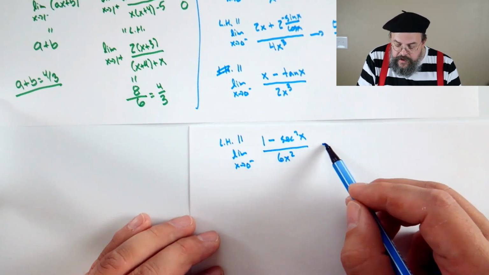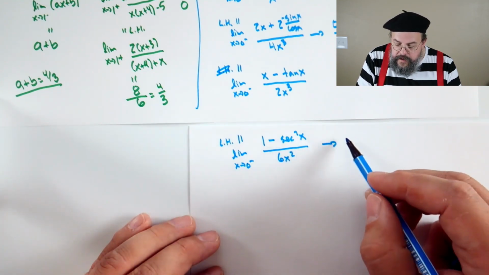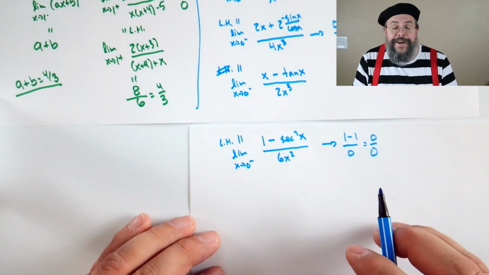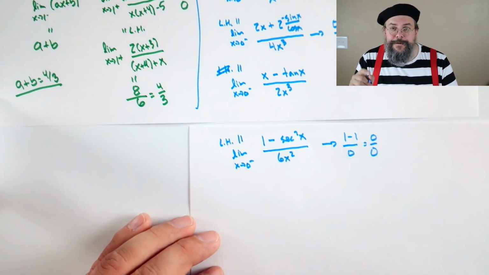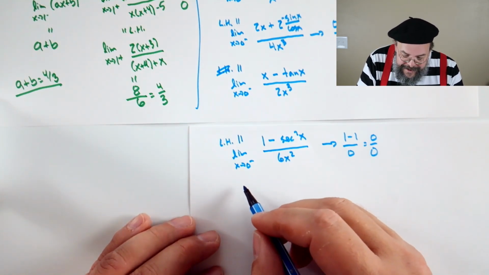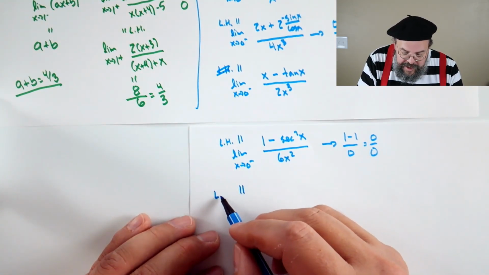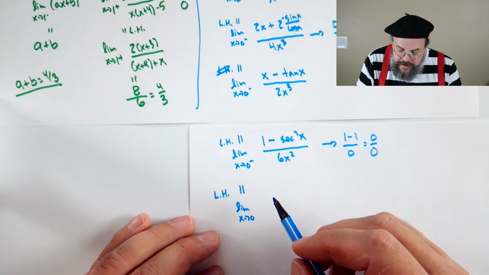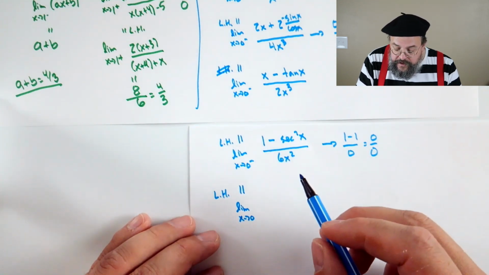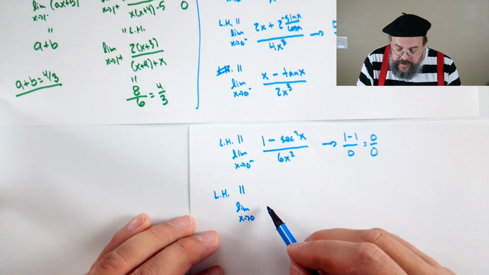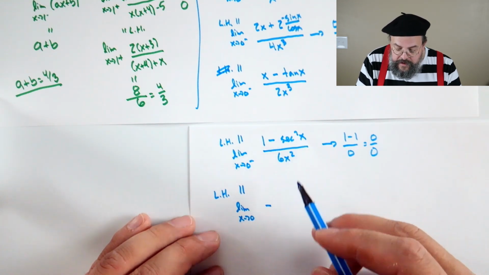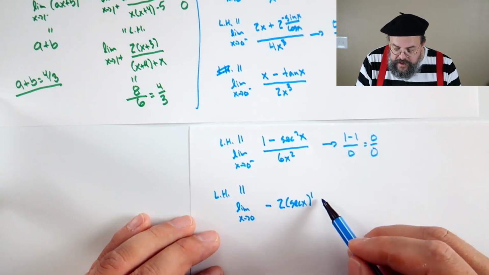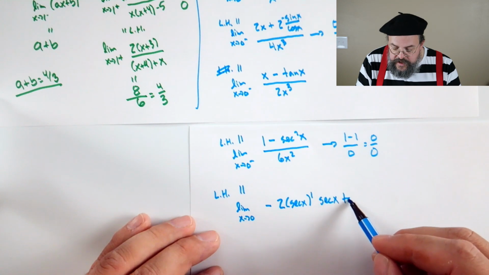Well, what does that go to? Secant of 0 is 1, so 1 minus 1 over 0, which is 0 over 0. Okay, aha! What does that mean? More work! Okay, so this is L'Hopital. Limit as x goes to 0. Well, the derivative of 1 is 0. That's good news for us. How about the derivative of secant squared x? Think of it as secant x quantity squared. The 2 comes down, secant of x to the 1 times the derivative of secant, which is secant times tangent.